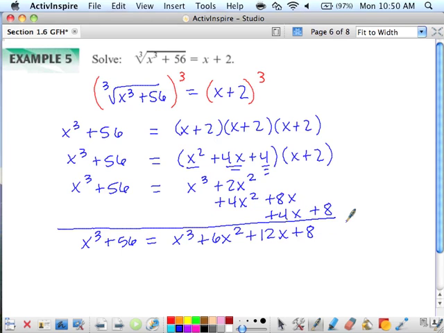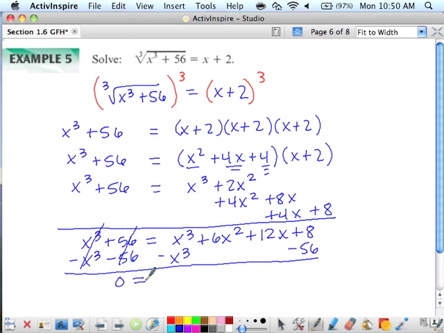which looks really daunting. But the good news is that when I start trying to get it equal to 0, what happens to the x cubes? They go away. So if I subtract x cubed and 56 from both sides, I'm actually left with a quadratic equation. 0 equals 6x squared plus 12x minus what? 48.